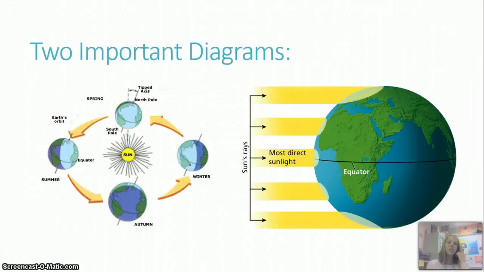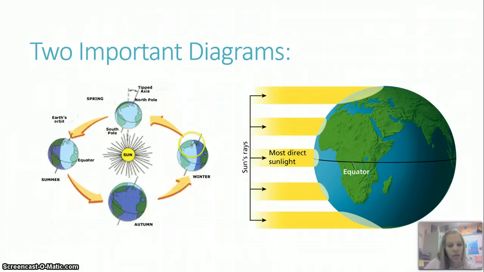Alright, so here are the two diagrams. I really like how this diagram shows the different seasons as Earth goes around the sun. It also shows the tilt of 23.5 degrees. So if you notice, let's look at winter time. We have the equator right here, we have the northern hemisphere, we have the southern hemisphere.